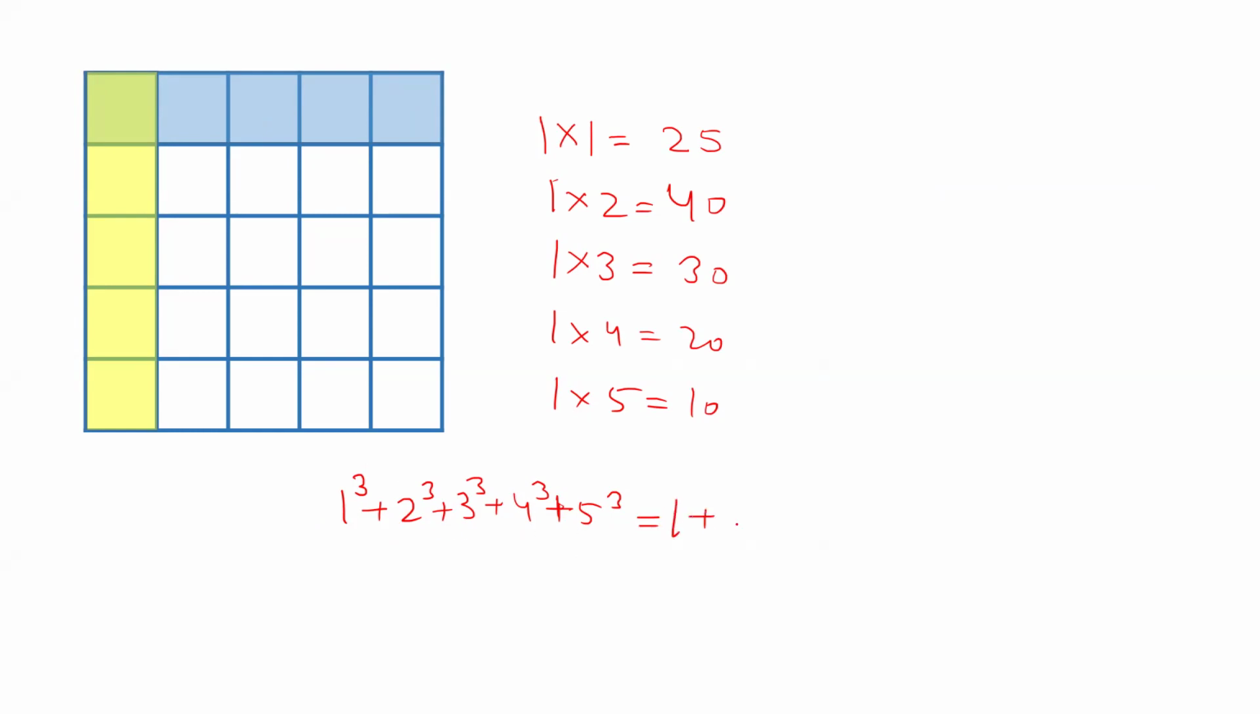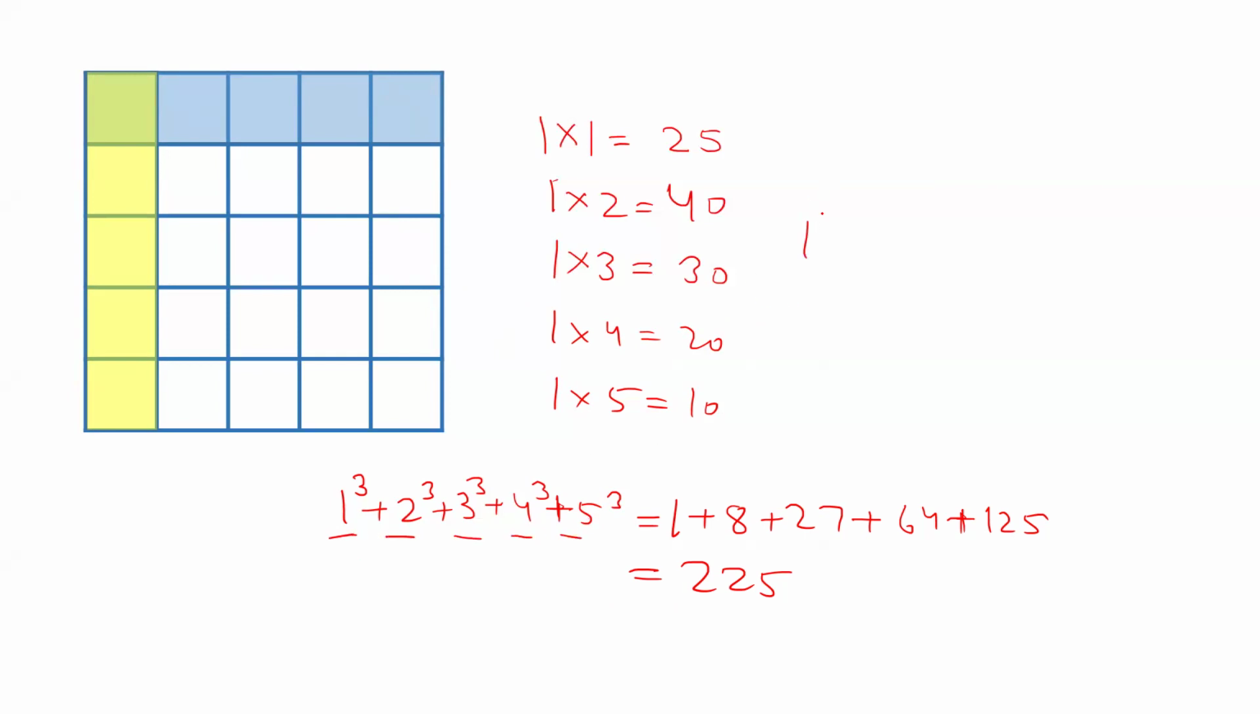This will be 1. 2 cube is 8, 3 cube is 27, 4 cube is 64, and 5 cube is 125. If we add all this, we get 8 plus 1 is 9, and 27 makes 36, plus 64 is 100, plus 125 is 225. So there are a total of 225 rectangles in this grid. Remember the formula: 1 cube, 2 cube, 3 cube, 4 cube, 5 cube.